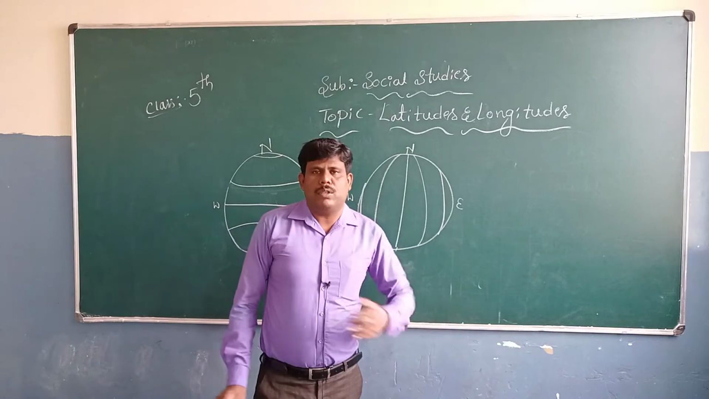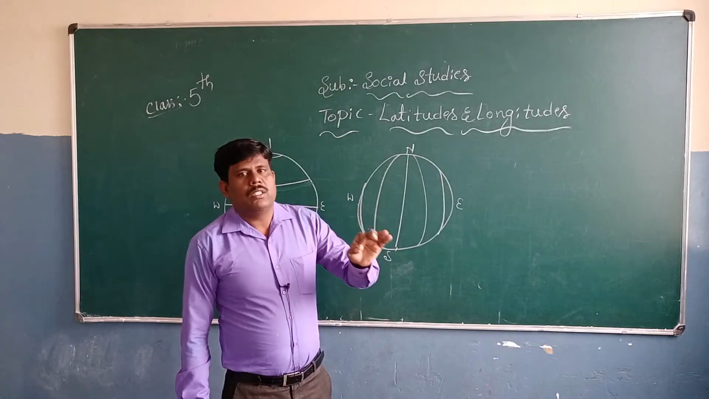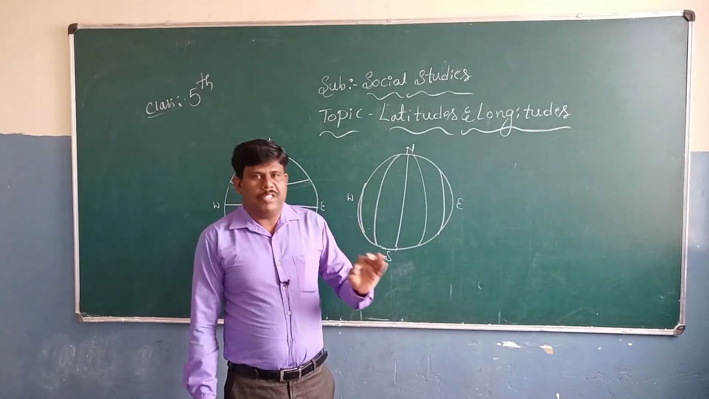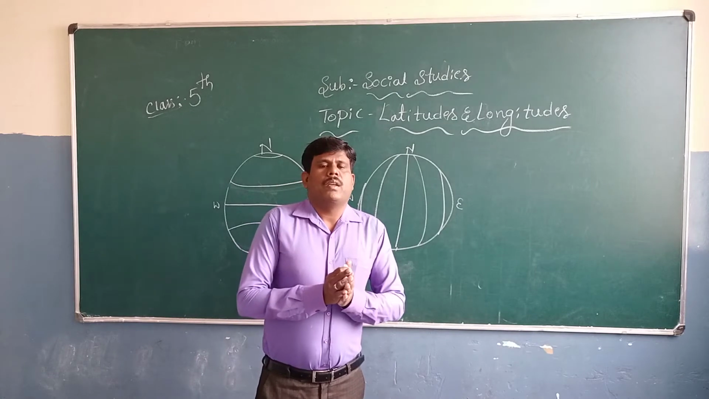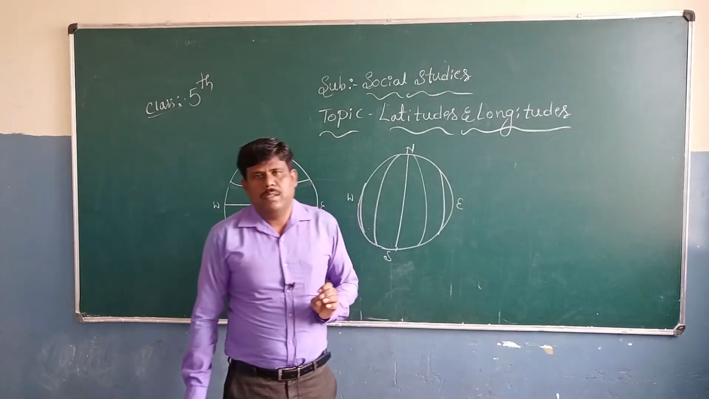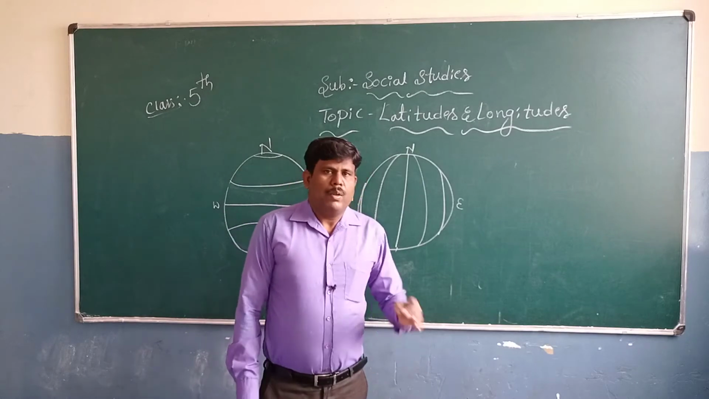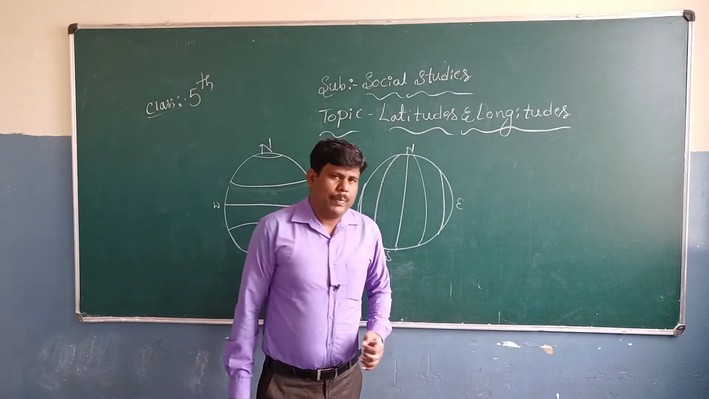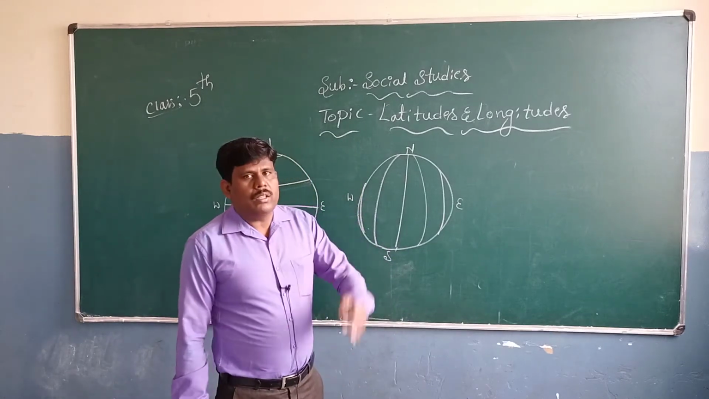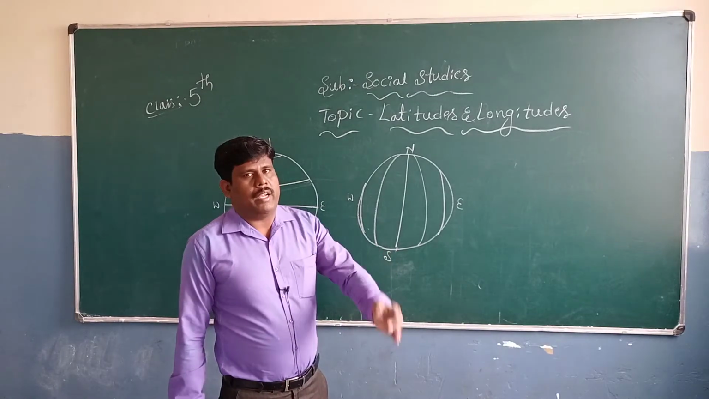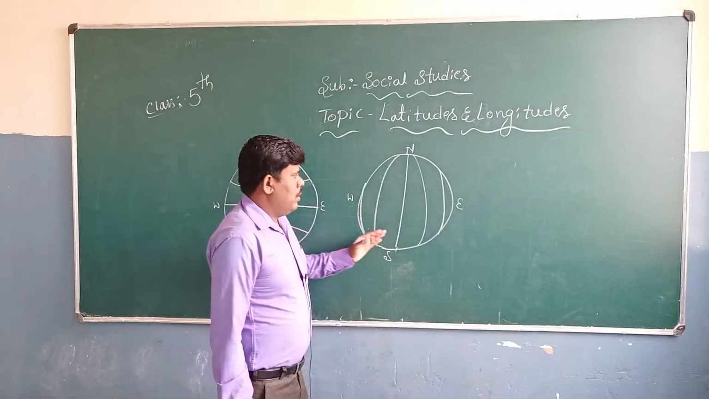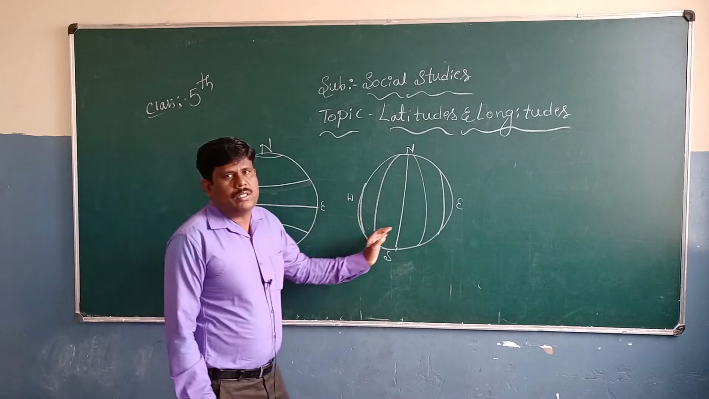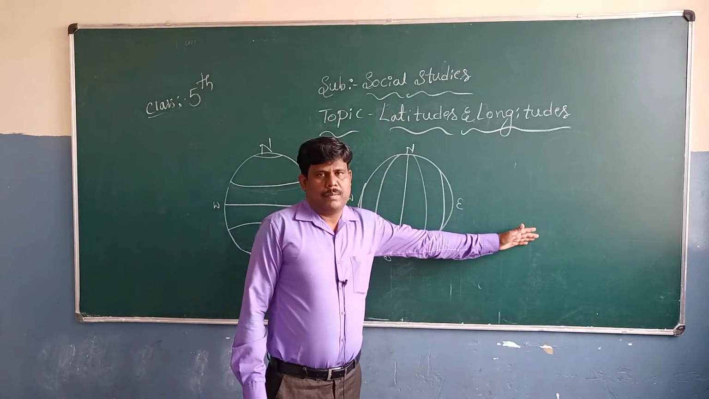These are imaginary lines, not really drawn on the Earth, right? On the globe and map, we just draw them to locate places on the map and globe. For that reason, these imaginary lines are drawn on the globe. So we will learn about these latitudes and longitudes. Next time we are going to discuss the grid system.